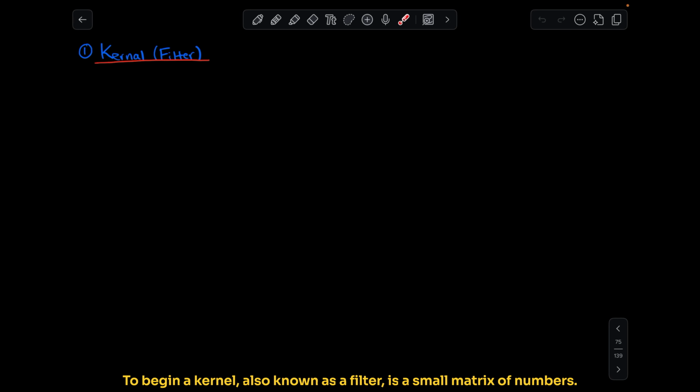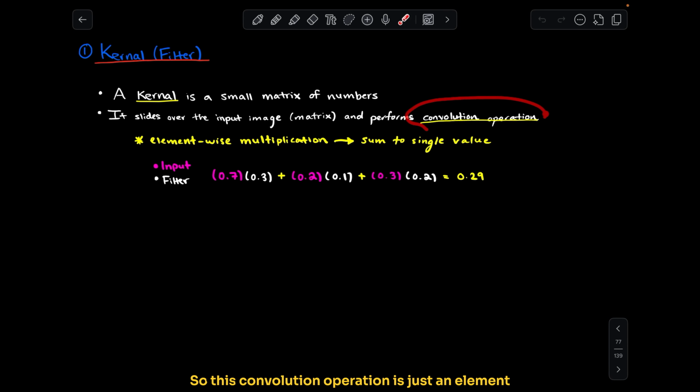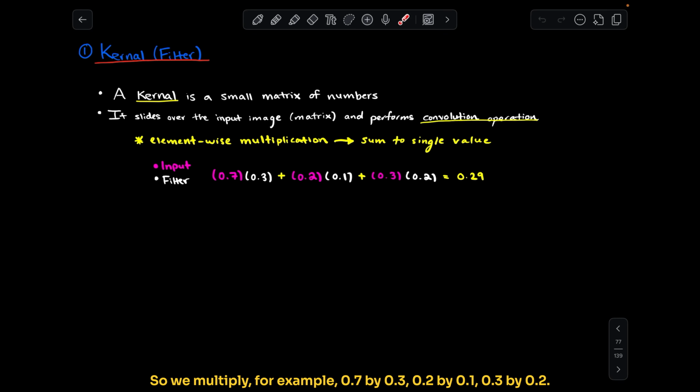To begin, a kernel, also known as a filter, is a small matrix of numbers. It slides over the input image, which is a matrix, and performs convolutional operations. So this convolution operation is just an element-wise multiplication which sums to a single value. So here in this numerical example, we have the pink as being the input and the white as being the filter. So we multiply, for example, 0.7 by 0.3, 0.2 by 0.1, 0.3 by 0.2, and then we sum up the values to get one individual value.